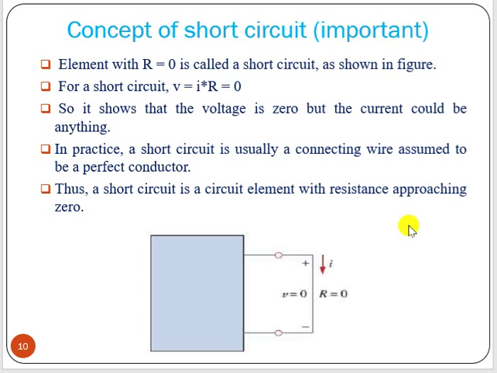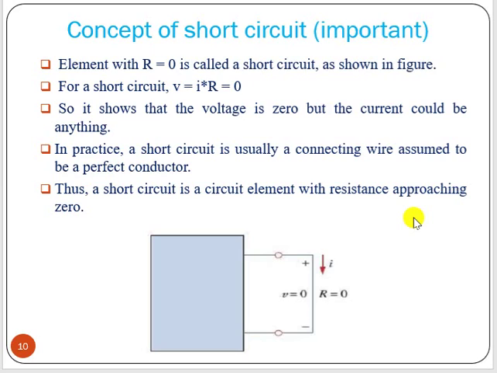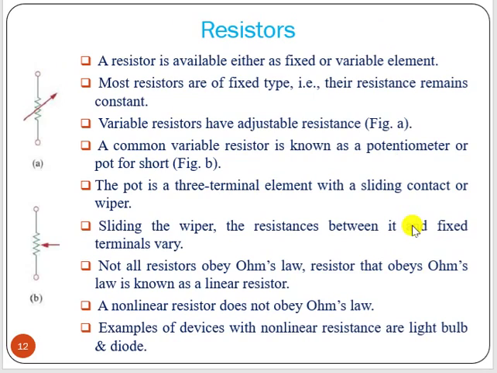So what we have learned is that for the short circuit case, voltage is 0 and current could be anything, right? And for an open circuit, current is 0, and we may have some voltage drop across that element. So these are the two concepts that you have to remember: short circuit and open circuit.